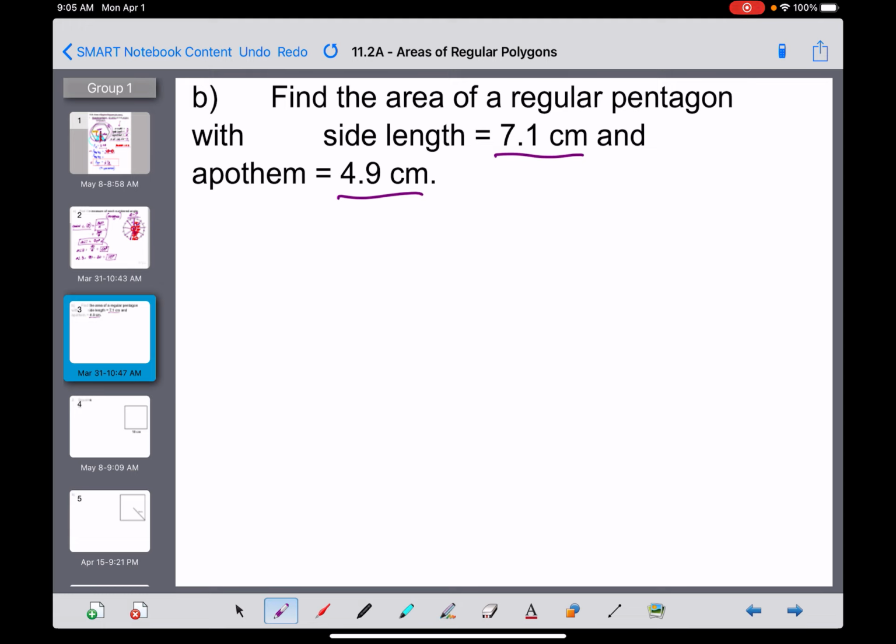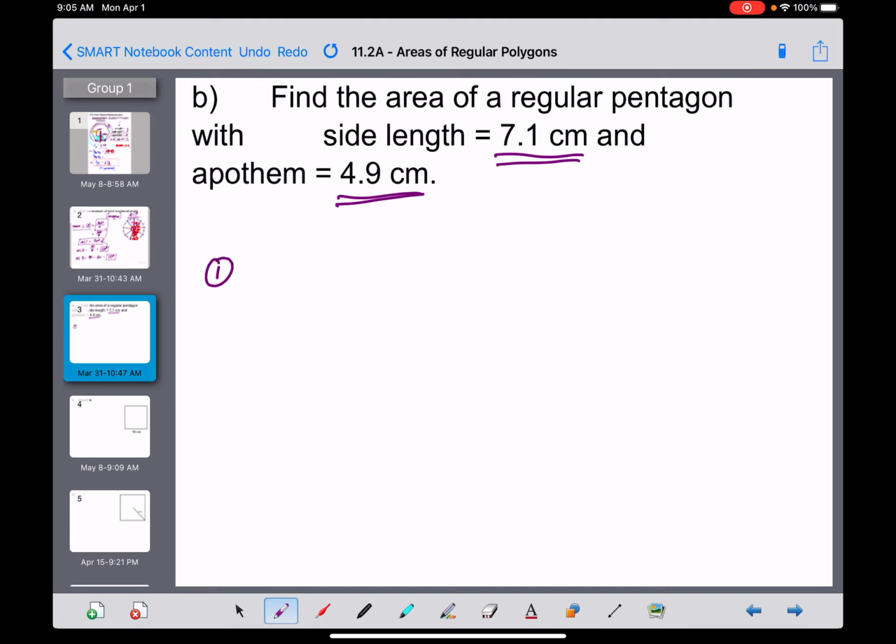I can't just make up any numbers that I want here, because in a regular pentagon, the side length and the length of the apothem are related. Now, I actually took this problem from the old book, so I'm hoping they did their homework on that. Okay, you're not going to see a ton of these, guys, but this one gives you everything you need.